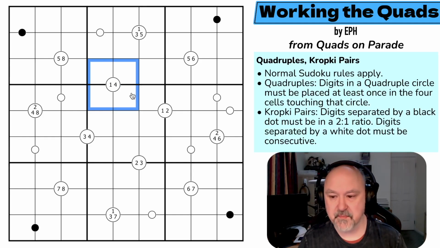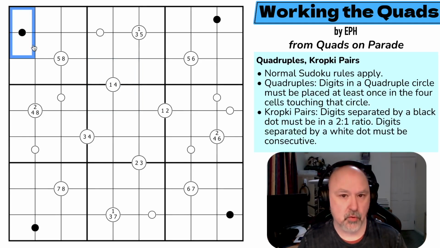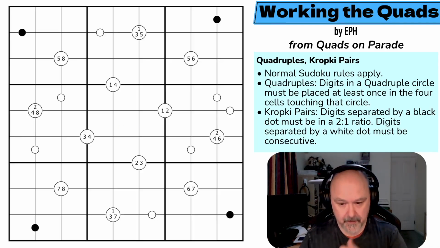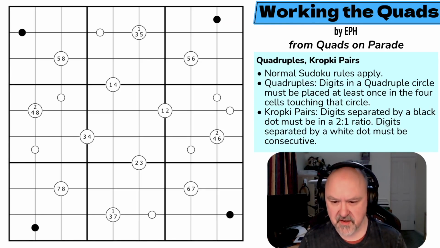And then we've got Kropki pairs. Digits separated by a black dot must be in a 2 to 1 ratio, or one must be double the other, and digits separated by a white dot must be consecutive, have a difference of 1. They're all the rules. I'm going to restart the puzzle to restart my timer. Let's give this a shot.